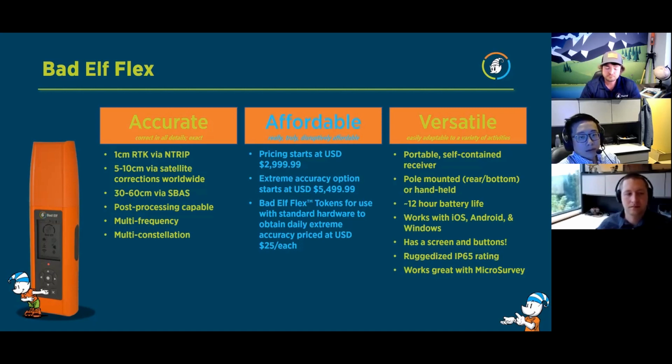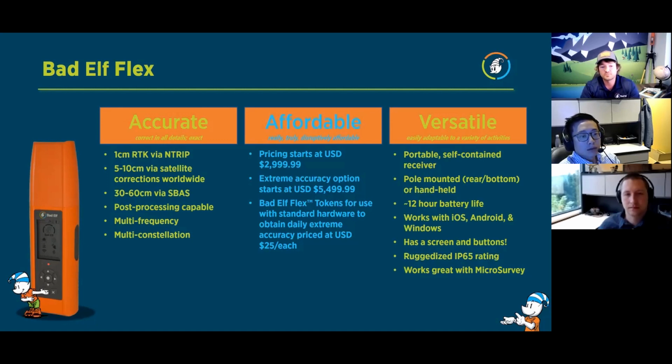We call it the Flex because it is accurate, affordable, and versatile, kind of the three major pillars of how we designed the Flex. It's accurate, and when I say accurate, we can get this unit up to a fully survey grade, engineering grade rover with a good RTK network, getting that 1 centimeter of accuracy. We have many options for the user depending on the spatial accuracy needed and where you are in the world. We have satellite-based corrections. We've got SBAS corrections.